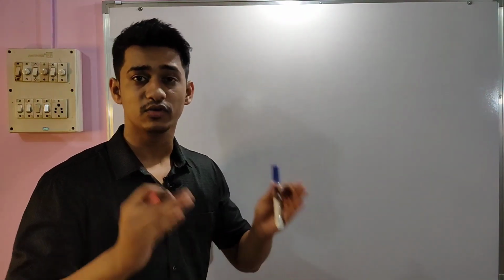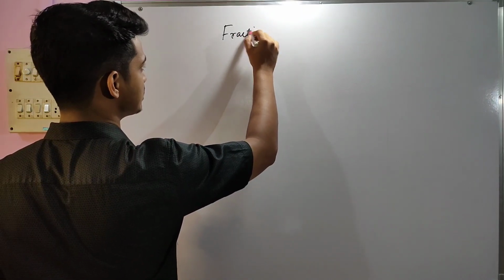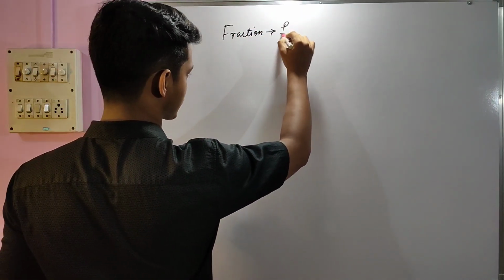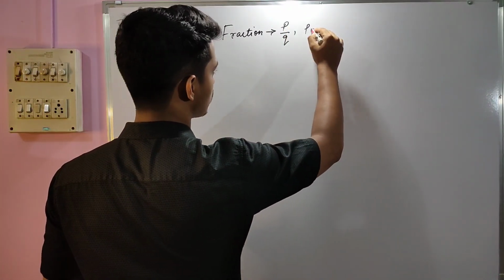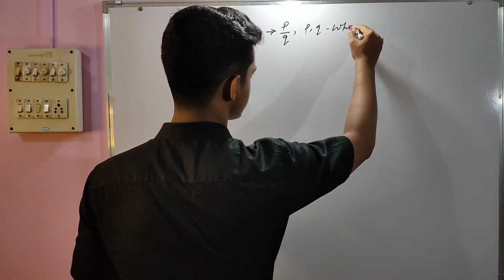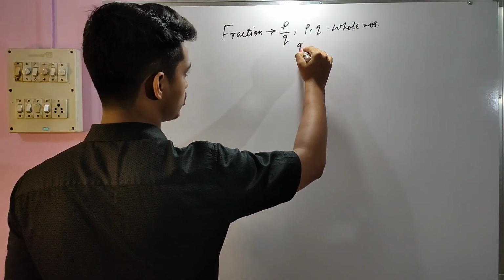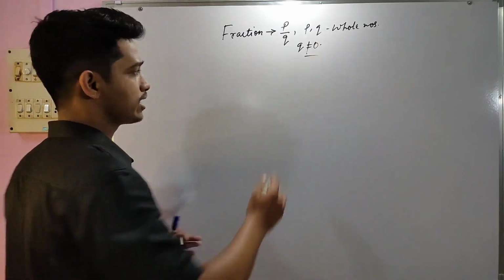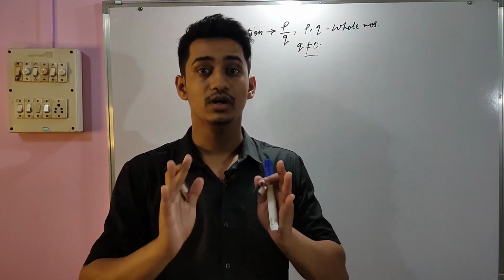So in our previous video we have learned about fraction. What is fraction? Fraction is nothing but P by Q form. In short, I'm going to discuss all such things. P by Q form. P and Q are what? P and Q are whole numbers, where Q is not equal to 0, right? In layman language, what is fraction? Fraction is nothing but part of the whole.